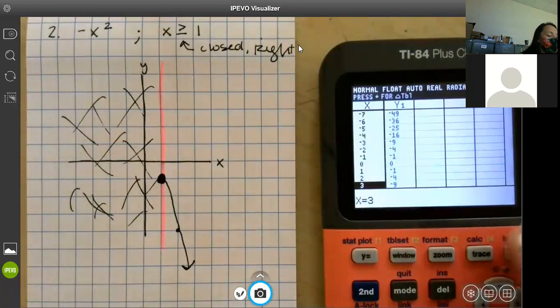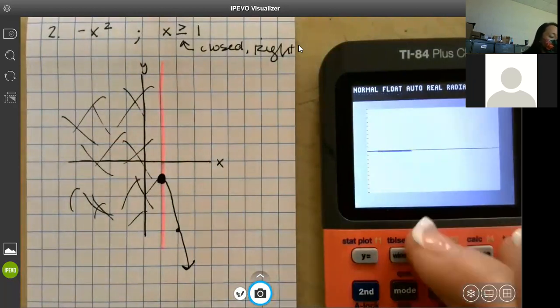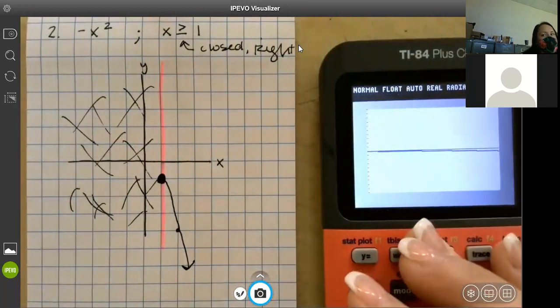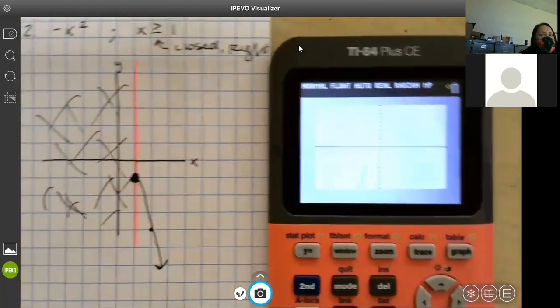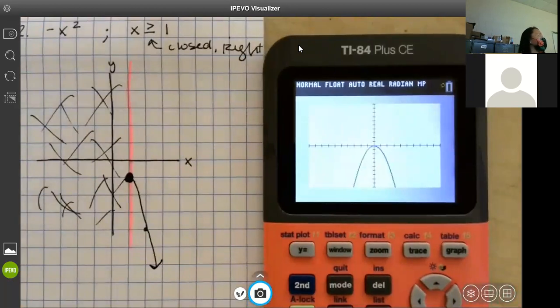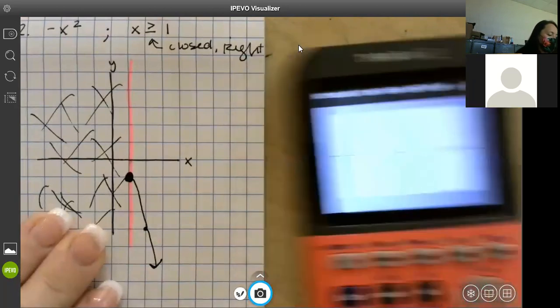Got it? If you weren't sure what it looked like, hit graph. Sorry, mine's on stats graph. Hold on. Sorry. You can see exactly what it looks like. So that way you know you got it right. Check your answer. Always check your answers. Okay. So there's the second one.